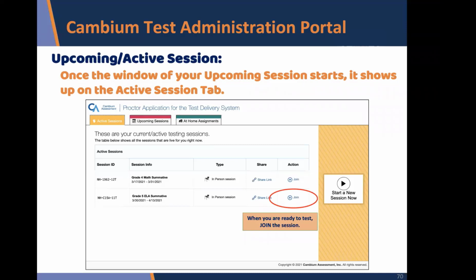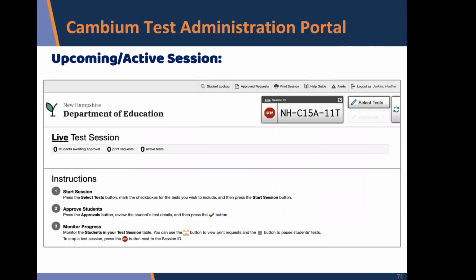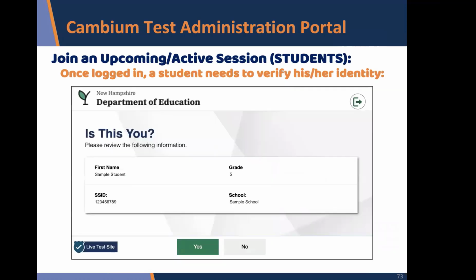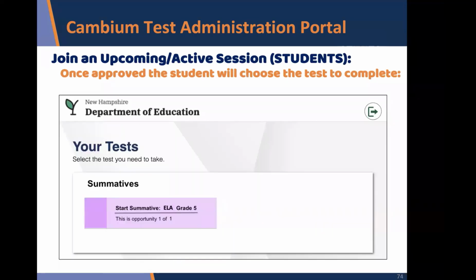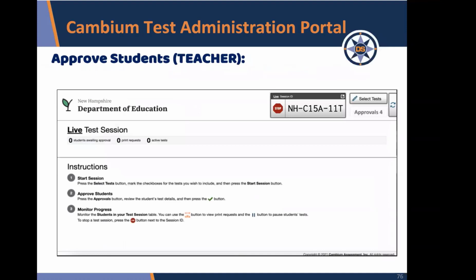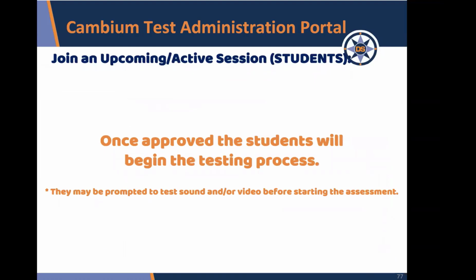So once you join it as a teacher, this page will come up again, and it's the same sort of process. You want to make sure to give students this session ID. They'll log into the secure browser. They put in this information here. They say, yep, this is me. They choose the assessment. And then they are waiting for approval from you again. Because the upcoming session is now active, it does all the same things as a regular active session does as soon as you join it. So you'll go here and you'll approve your students. And then again, once they're approved, they begin their testing process and they're good to go.